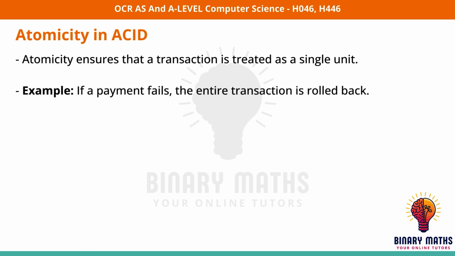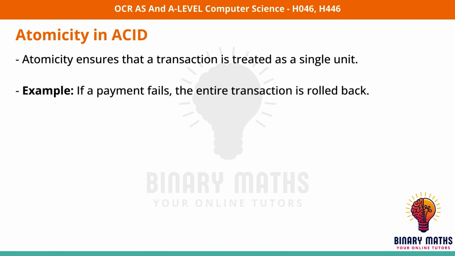Now let's dive deeper into the ACID principles, starting with atomicity. Atomicity ensures that a transaction is treated as a single unit. It either completes entirely or not at all. For example, imagine you're transferring money from one bank account to another. The transaction involves two steps: deducting the amount from the first account and adding the amount to the second account. If the second step fails, the first step should be rolled back. Otherwise, you'd lose money. Atomicity ensures that both steps are completed together or not at all.